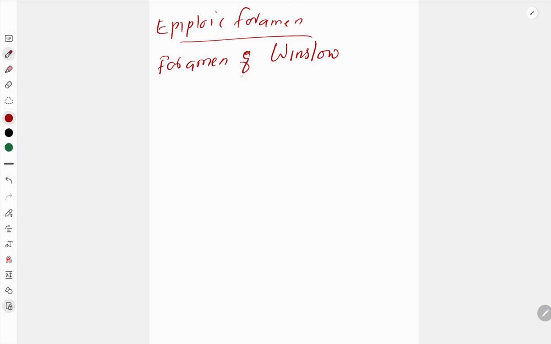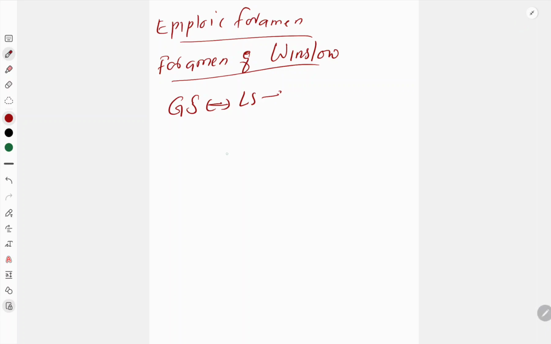Foramen of Winslow. What is the epiploic foramen? That means the greater sac and lesser sac communicate through the epiploic foramen. So where can you see the epiploic foramen? The epiploic foramen is present behind the right free margin of the lesser omentum.